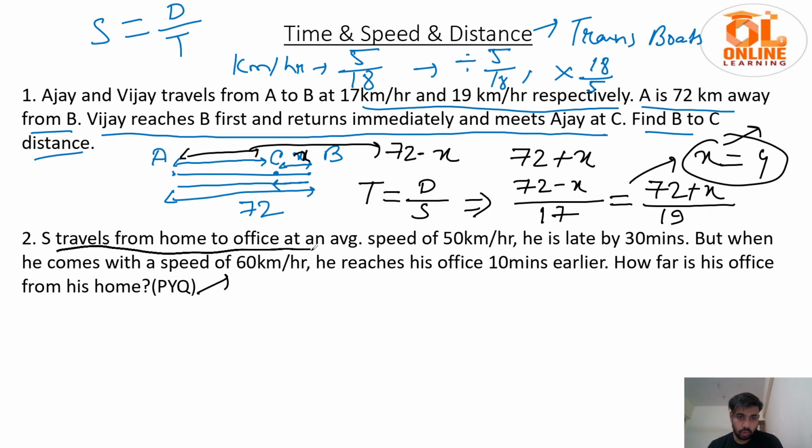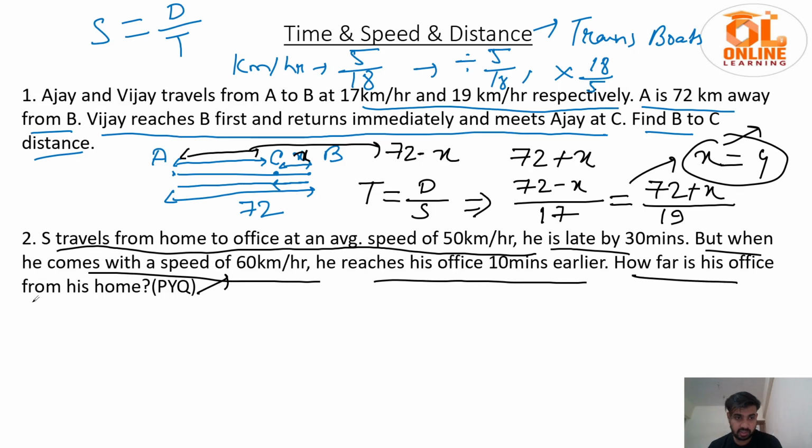S travels from home to office at an average speed of 50 km per hour. He is late by 30 minutes. But when he comes with a speed of 60 km per hour, he reaches his office 10 minutes earlier. How far is his office from his home? Okay, let us solve it. So, we have to find the distance.